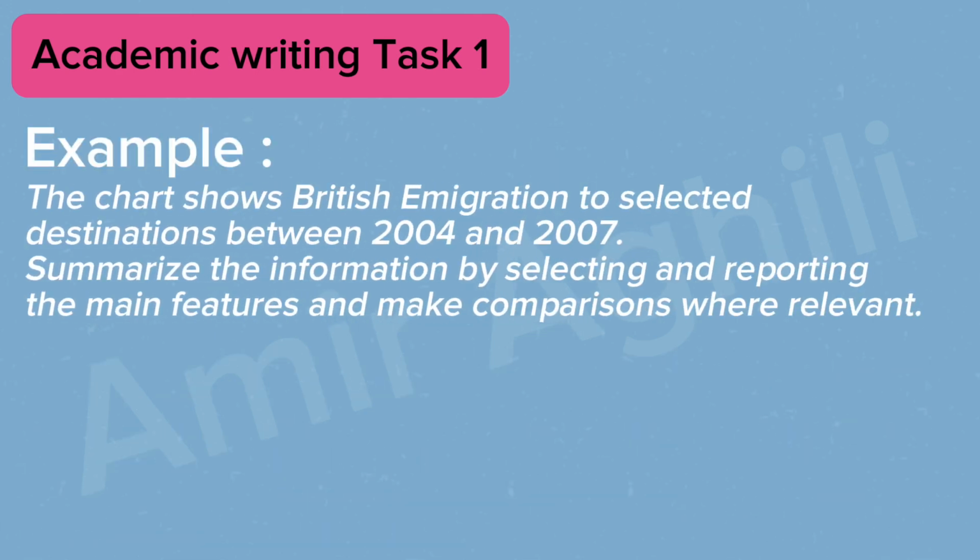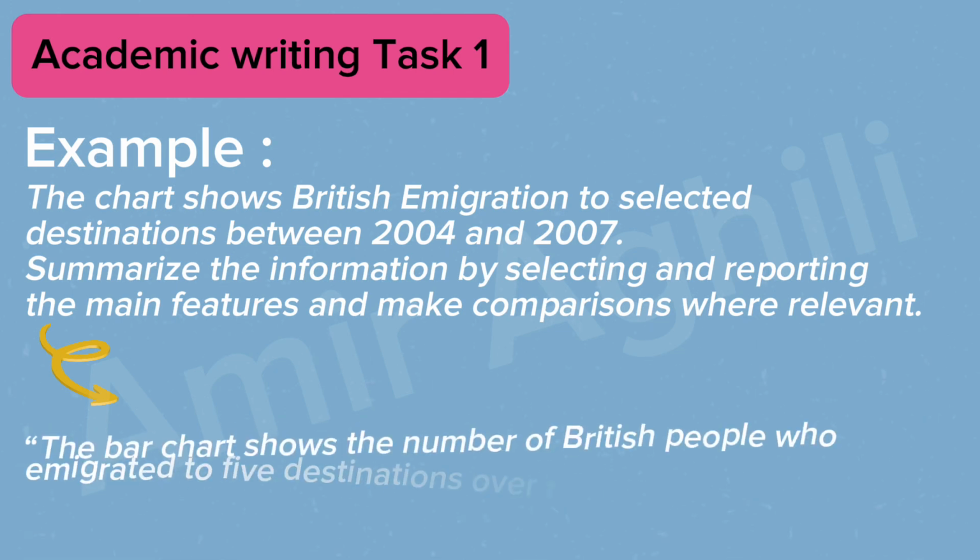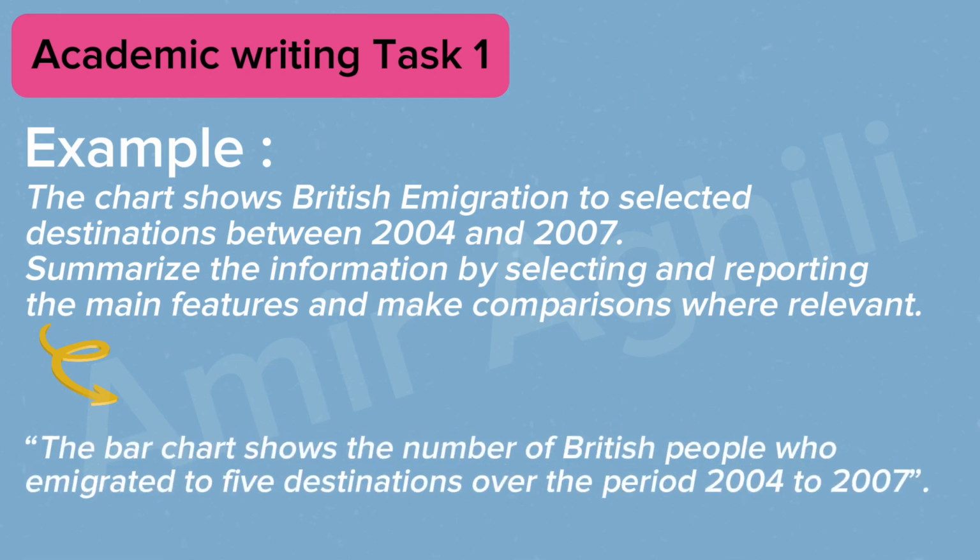Let's see an example for it. The chart shows British immigration to selected destinations between 2004 and 2007. The bar chart shows the number of British people who emigrated to 5 destinations over the period 2004 to 2007.